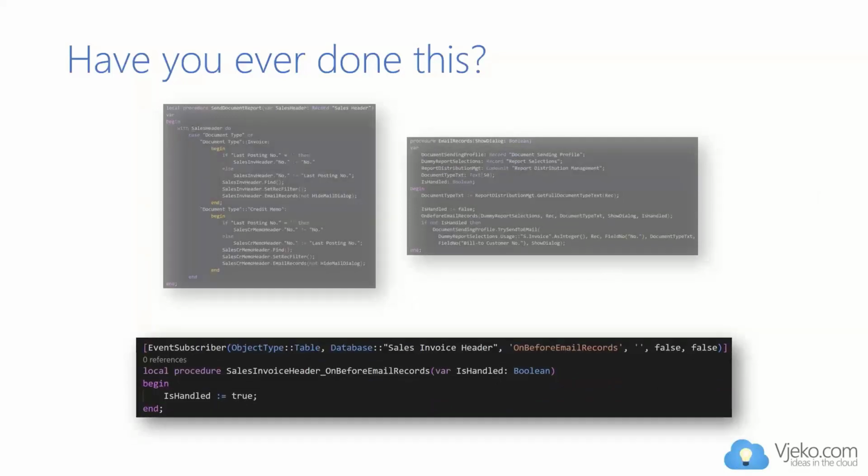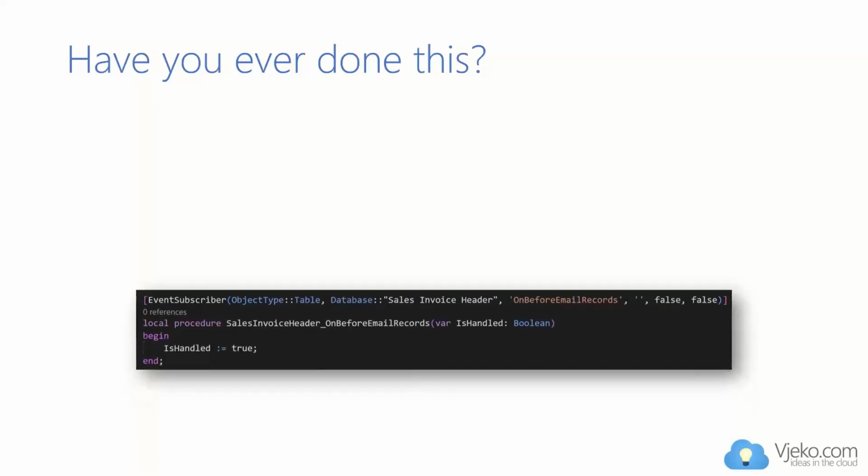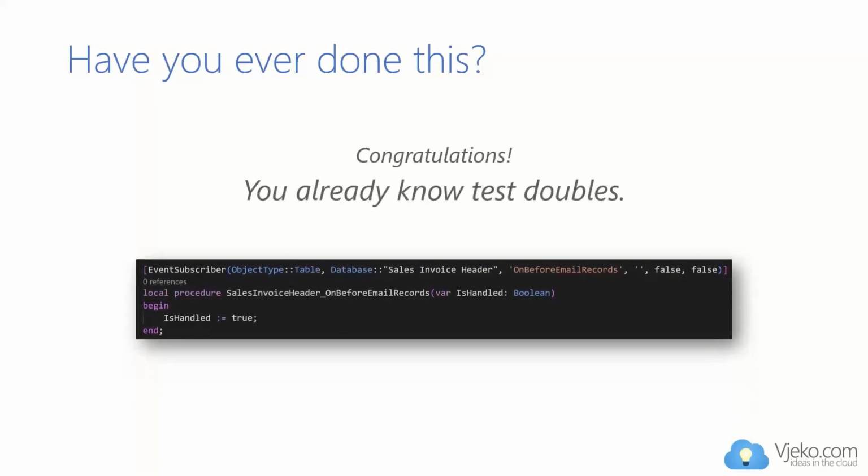Essentially, you subscribe to this function, or this event publisher, and you set handled to true to prevent any further handling from happening, essentially saying, don't send any emails, I'm not interested in that. If you have done that, then congratulations, you already know test doubles. So this is actually an example of a test double.